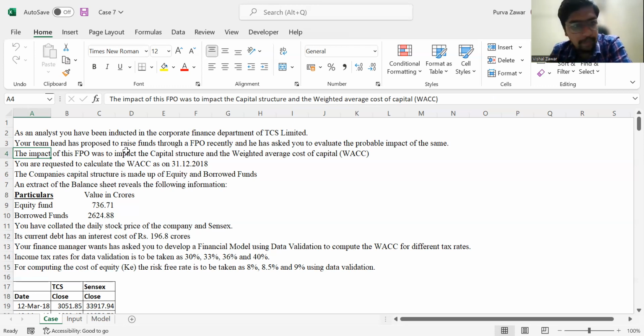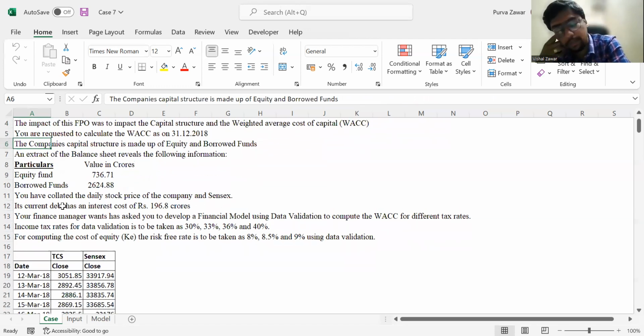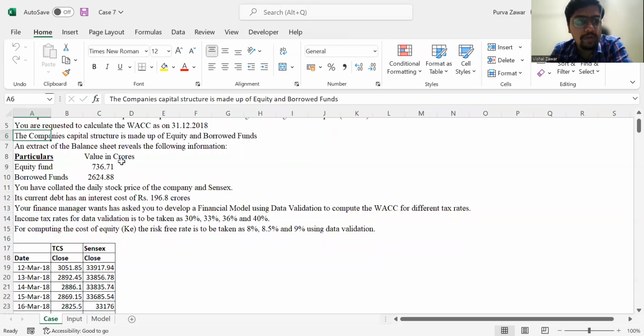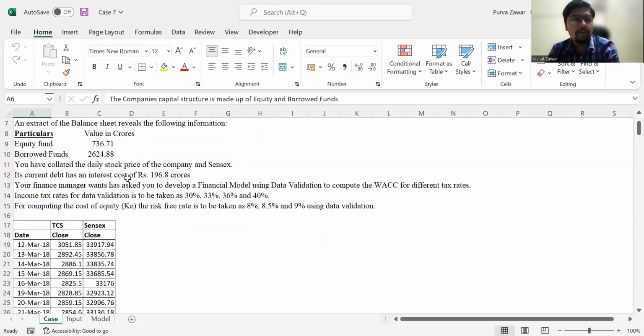Weighted average cost of capital. You are requested to calculate WACC. We will see how to calculate WACC. It is weighted average cost of capital. The company's capital structure is made up of equity and borrowed, so they already have some equity money and some debt money. The extract of the balance sheet reveals the following information. So equity fund is 736, borrowed fund is 2624. You have collected the daily stock prices of the company and Sensex.